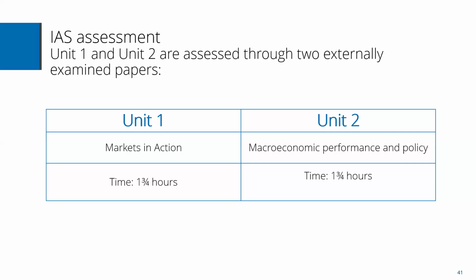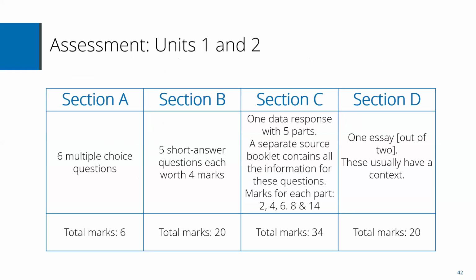So we're going to focus a little bit on the AS, so units 1 and 2, and just look at the assessment of these 2 units in particular. They do mirror one another in terms of the format, the time allowed, the number of marks, etc. So unit 1, markets in action, unit 2, macroeconomic performance and policy. The time for each paper is 1 3/4 hours, so 105 minutes, and that's the same for both units 1 and 2. And then each of these units is broken down into 4 sections.